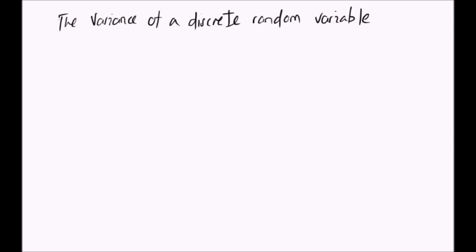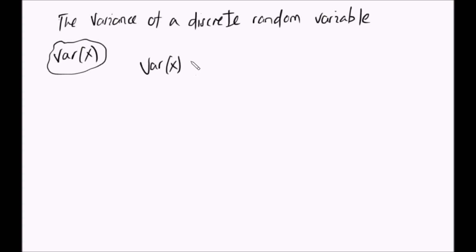Alright, welcome again to another tutorial of the topic probabilities. So in this tutorial we're going to study the variance of a discrete random variable. So the variance of a discrete random variable is denoted by this symbol, var x. Yeah, and it can be defined as follows.